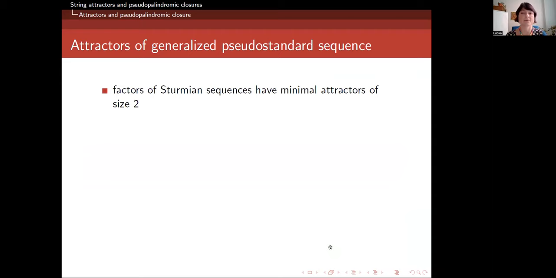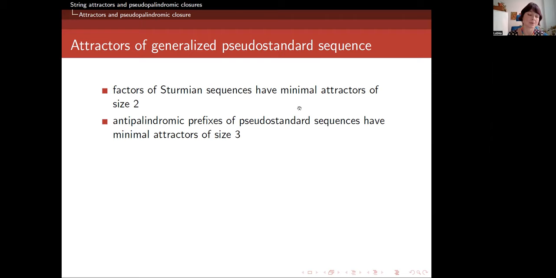So in this case, for generalized pseudo-standard sequences, what do we have for results so far? Since Sturmian sequences are, of course, a subclass of generalized pseudo-standard sequences, we know that the minimum size attractors of factors of Sturmian sequences are of size 2. For pseudo-standard sequences, you use only antipalindromic closures, but they again make a subclass of pseudo-standard sequences. So we are able to say that the antipalindromic prefixes have attractors of minimum size 3.